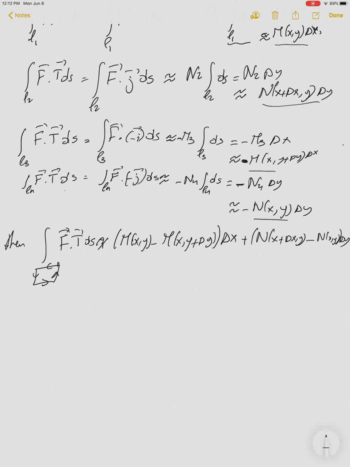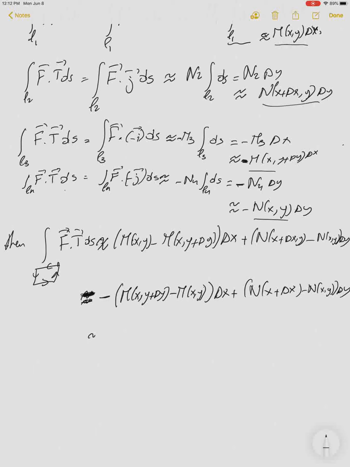Now, this is approximately equal, definitely. So this is approximately equal. Now, what is m? I will write this as minus m of (x, y + delta y) minus m of (x, y), times delta x, plus n of (x + delta x) ... So this is now equal to the previous one, minus n of (x, y) delta y.